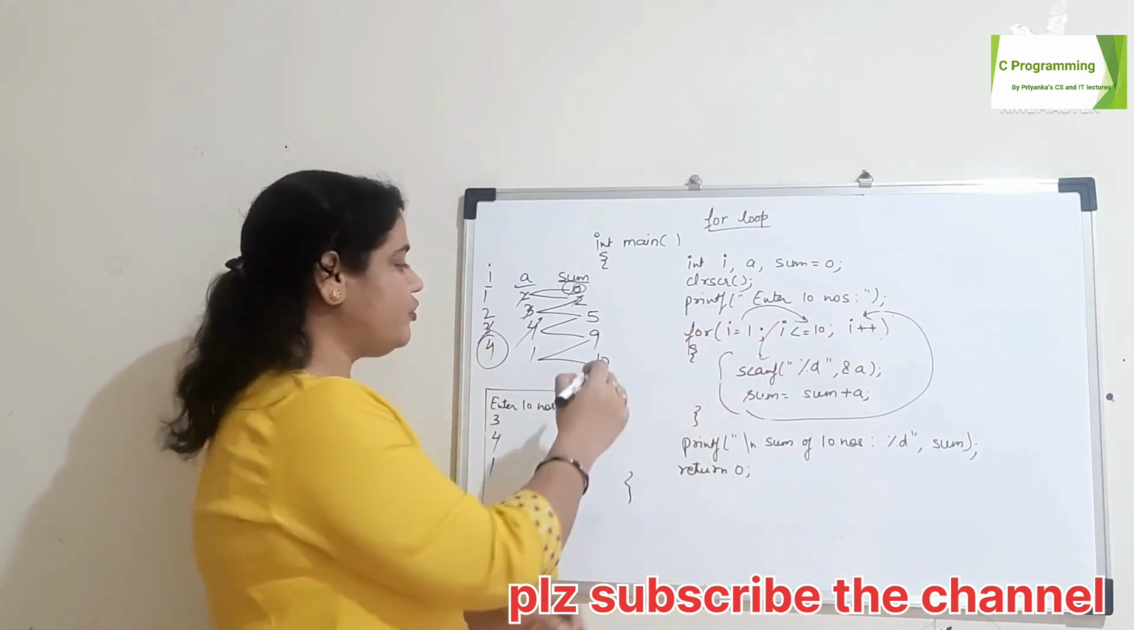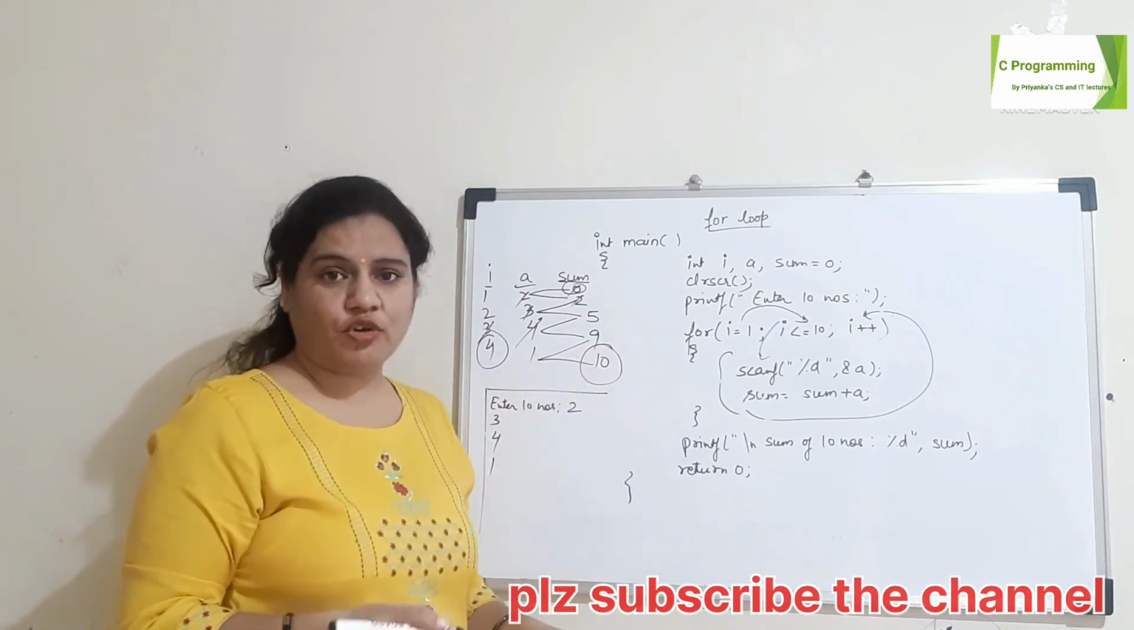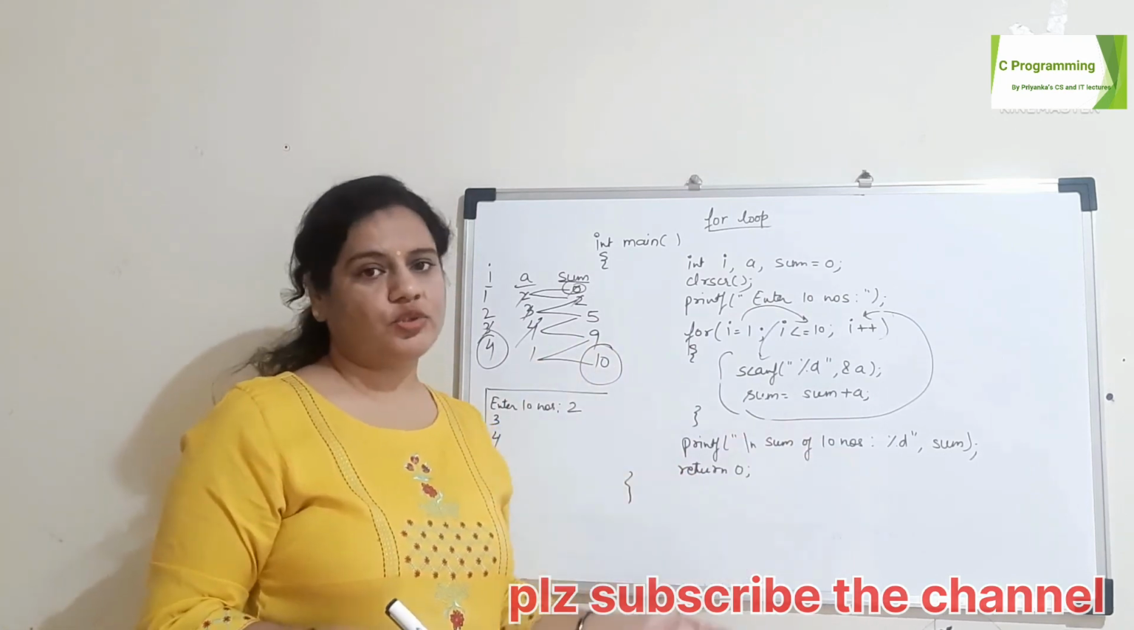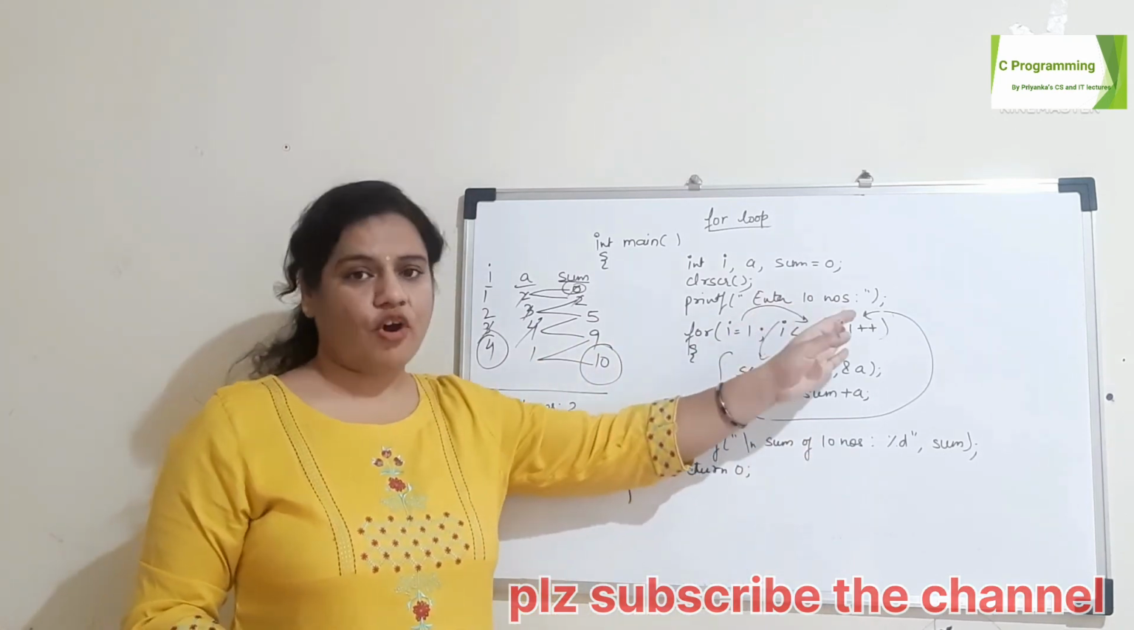After coming out, it will print whatever the final value of sum is over here and show you the result. This is how a for loop works.